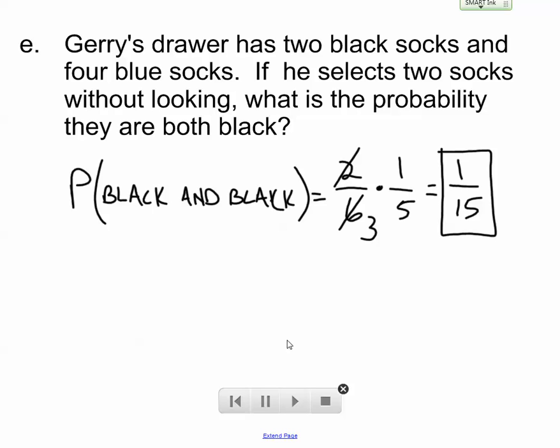Definitely encourage you to watch this video again. We're using the probability multiplication rule, and we're learning about dependent events here today.